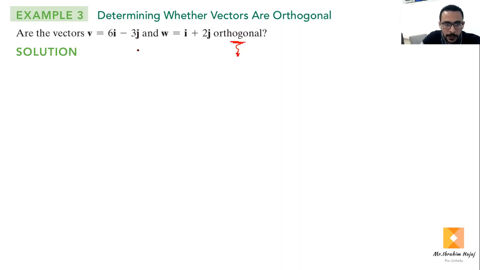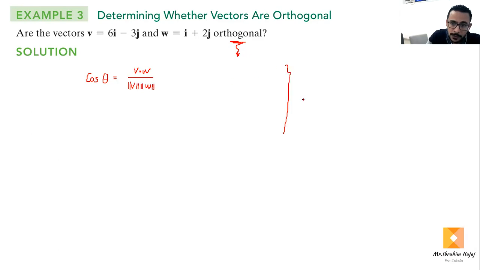So v is 6i minus 3j and w is i plus 2j. So we simply find, from the previous definition of when two vectors are orthogonal, who can find first the angle between these two vectors? Cosine theta. From the previous knowledge of yesterday, cosine of the angle between v and w is equal to v dot w all over magnitude of v times magnitude of w.